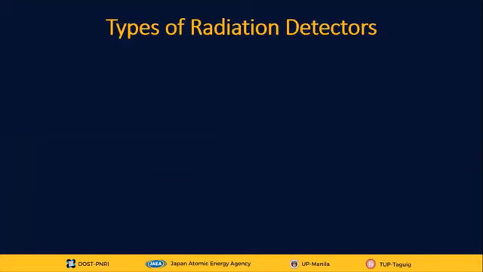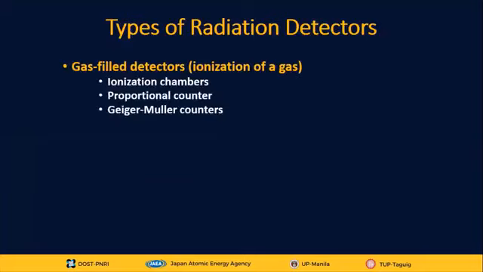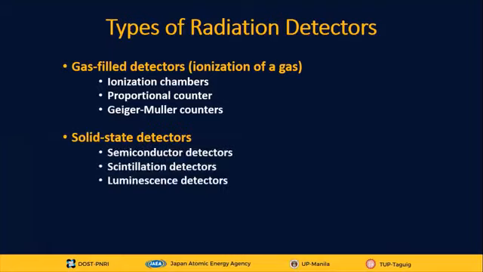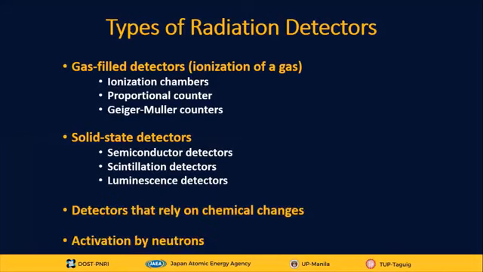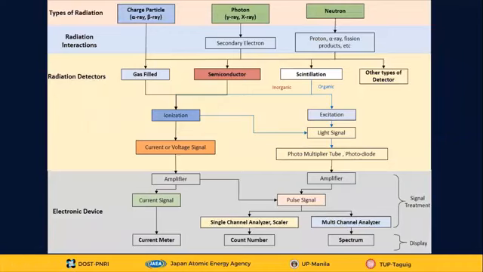The types of radiation detectors that were discussed are gas-filled detectors: ionization, proportional counter, and Geiger-Müller counters. We have the solid-state detectors that are further classified into semiconductor, scintillation, or luminescence detectors, and detectors that rely on chemical changes and activation by neutrons. And here, this chart gives us a guide on how these charged particles, photons, and neutrons are processed in the different detectors, yielding a display of either a current meter, a count number, or a spectrum.